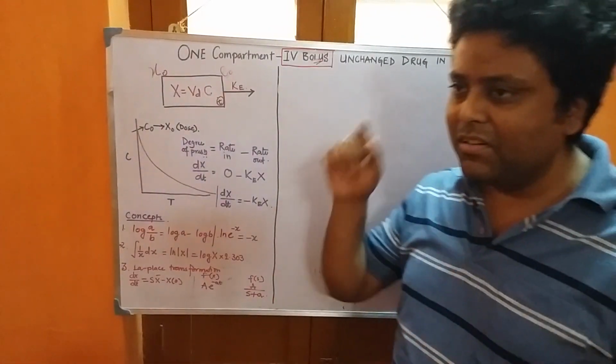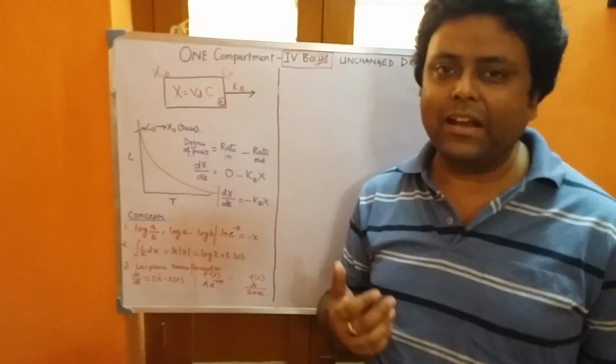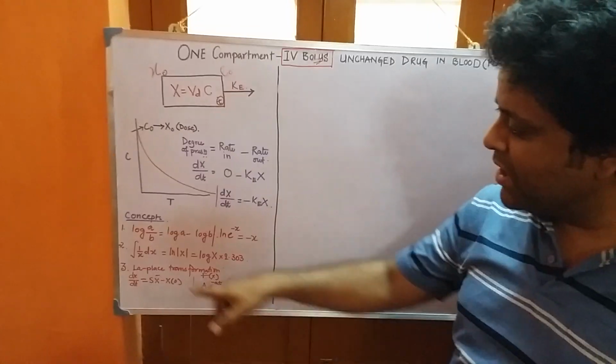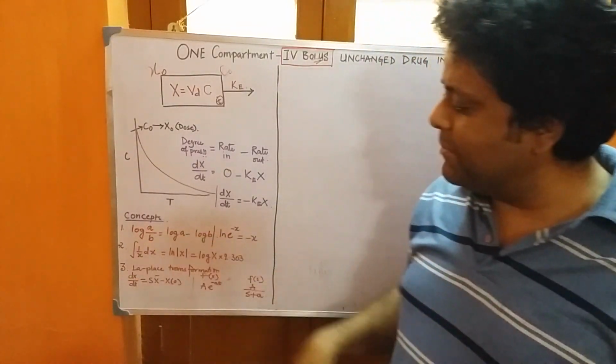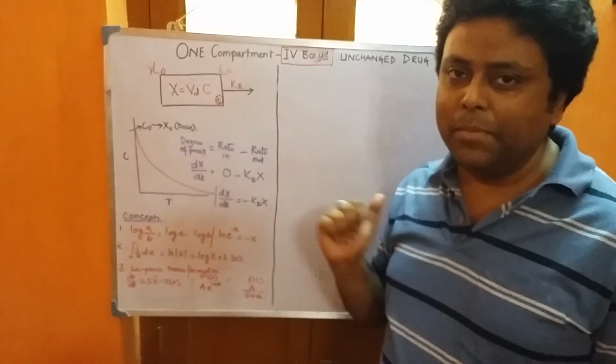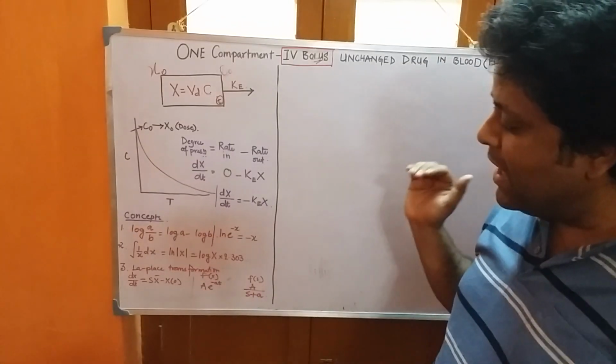You can just click the link, go through that briefly, and then come back and see this discussion. So first one, log A by B equals log A minus log B. So this is the first concept.